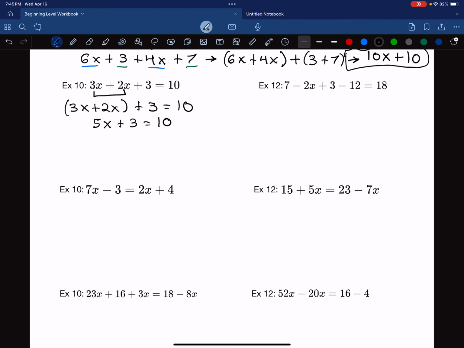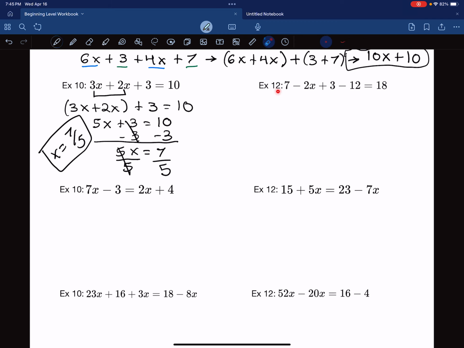And then from here, all we're going to do is solve for x like we've been doing. So we're going to subtract 3 from both sides. These 3s cancel, so we're left with 5x equals, and 10 minus 3 is 7. Then to get x all alone, we're going to divide by 5 because x is being multiplied by 5. So x is going to equal 7/5, and that's our answer.